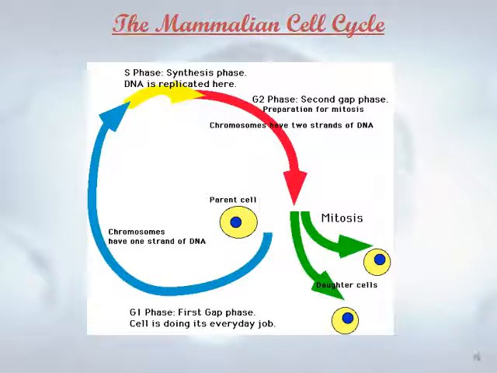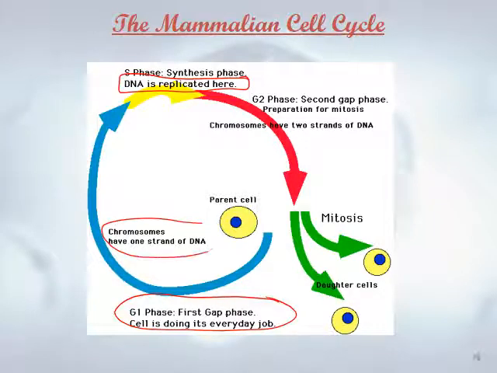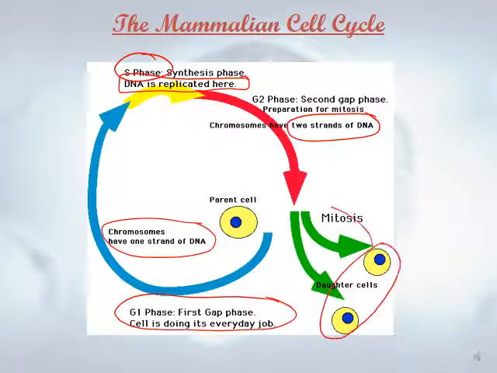In gap 1, the first gap, the cell is doing its everyday job. Second, we have the duplication of the DNA, so DNA is replicated. Then the second gap prepares the cell for mitosis. As you see here, the chromosomes from G1 to G2 have one strand of DNA, while after duplication of DNA during the S phase, chromosomes have two strands of DNA. Then we move to mitosis: prophase, metaphase, anaphase, and telophase, which includes the cytokinesis, where we have two daughter cells, and these daughter cells are identical to the parent cell.